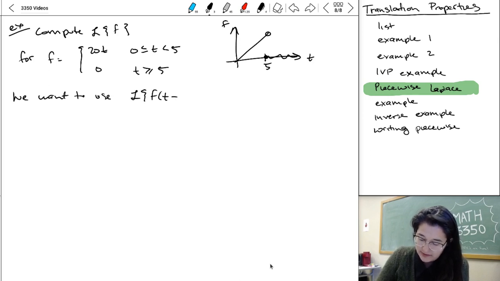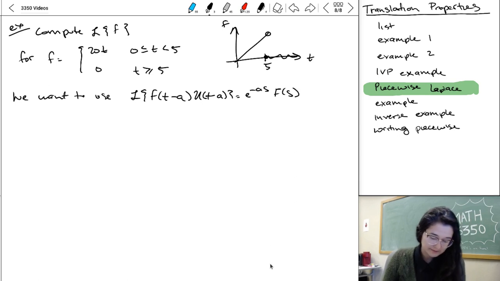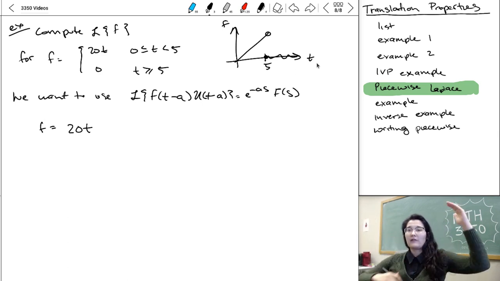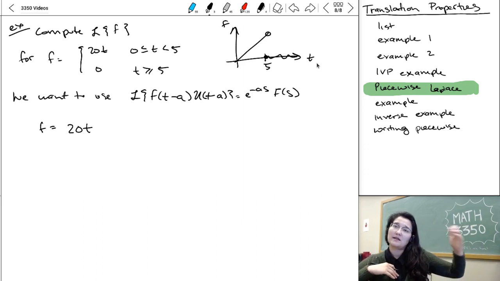So we want to use this property, L of f of t minus a, u of t minus a is equal to e to minus as, capital F of s. But my f needs to be specified for this to work. So f is 20t at some point. I know that. But I don't know how to deal with the fact that it switches to becoming 0. Before I was used to saying it's 0 and then 1. That's represented by u.